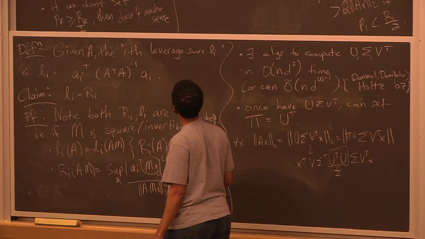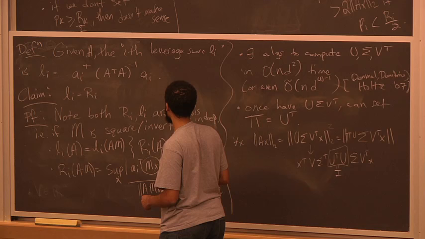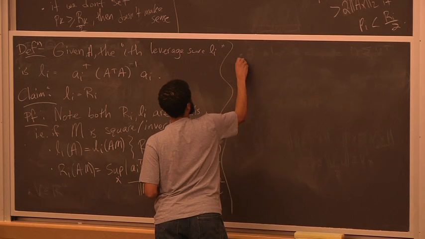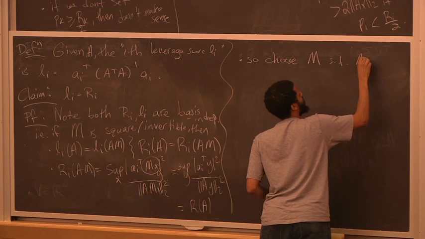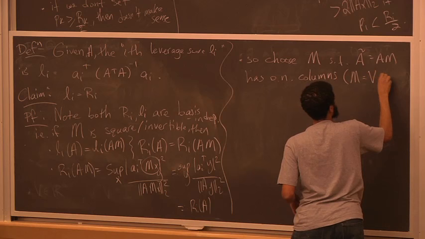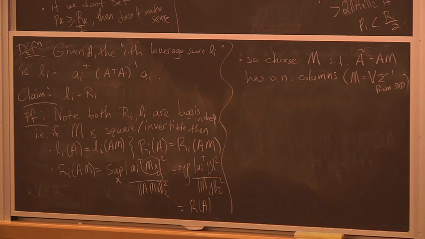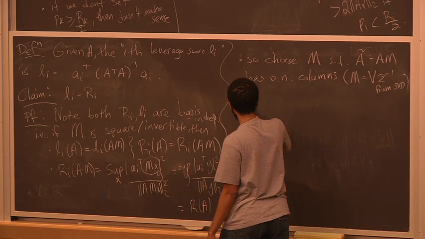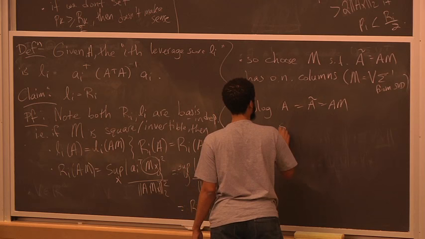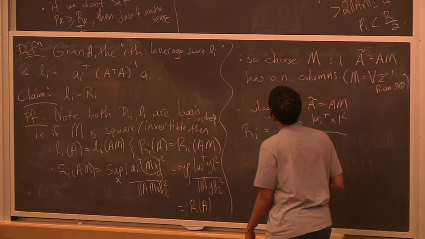So good. We can choose M such that A tilde, being AM, has orthonormal columns. M would be, for example, V sigma inverse from the SVD. So without loss of generality, we can just assume this A is actually this A tilde, which is AM. Then R_i is equal to the sup over x of (a_i transpose x) squared over the L2 norm squared of x, and the norm of Ax squared is just the norm of x squared now.